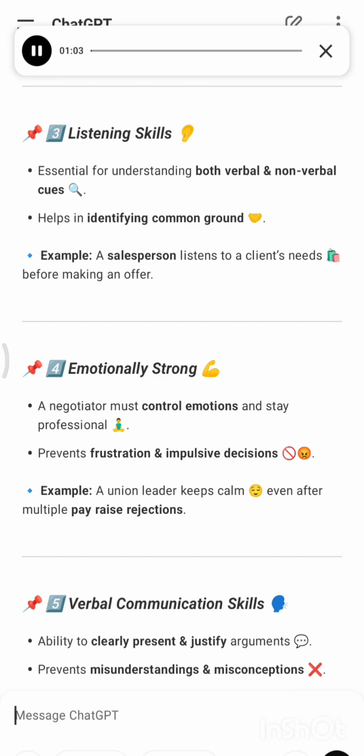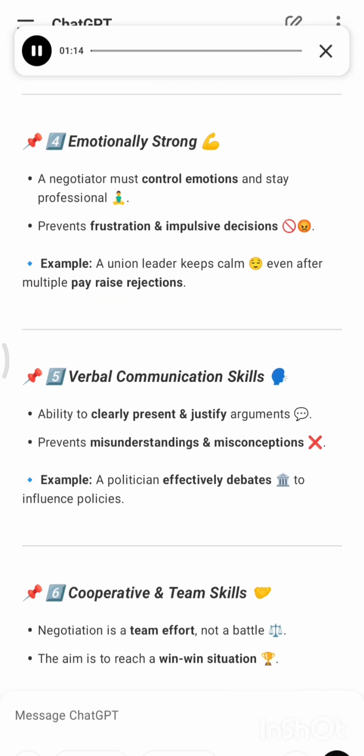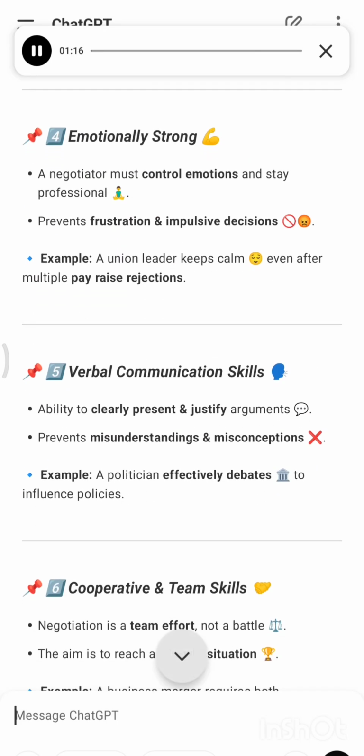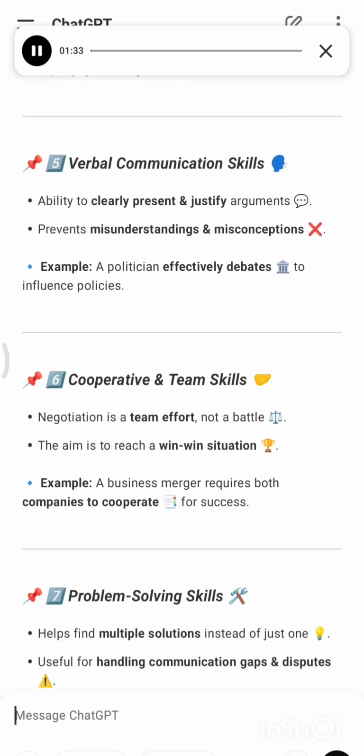4. Emotionally strong. A negotiator must control emotions and stay professional. Prevents frustration and impulsive decisions. Example: a union leader keeps calm even after multiple pay raise rejections. 5. Verbal communication skills. Ability to clearly present and justify arguments. Prevents misunderstandings and misconceptions. Example: a politician effectively debates to influence policies.